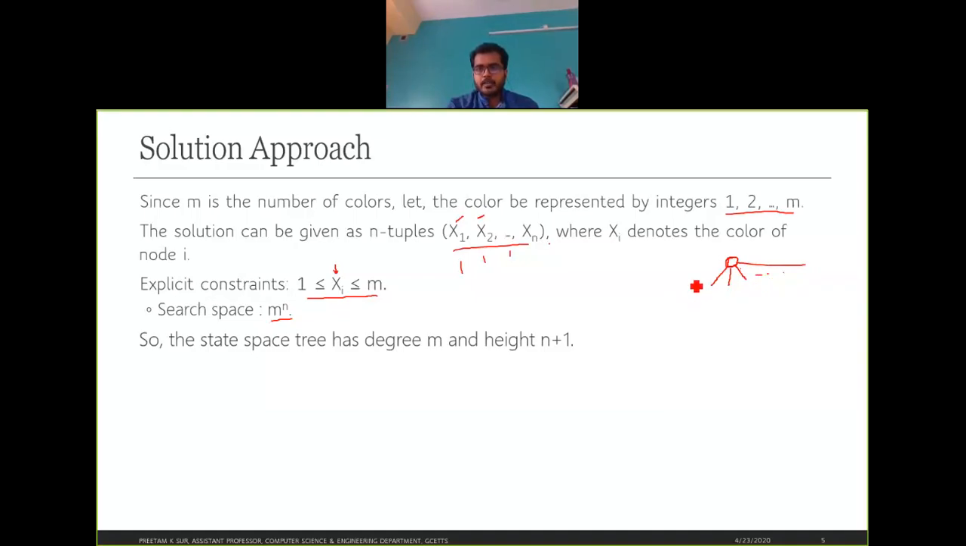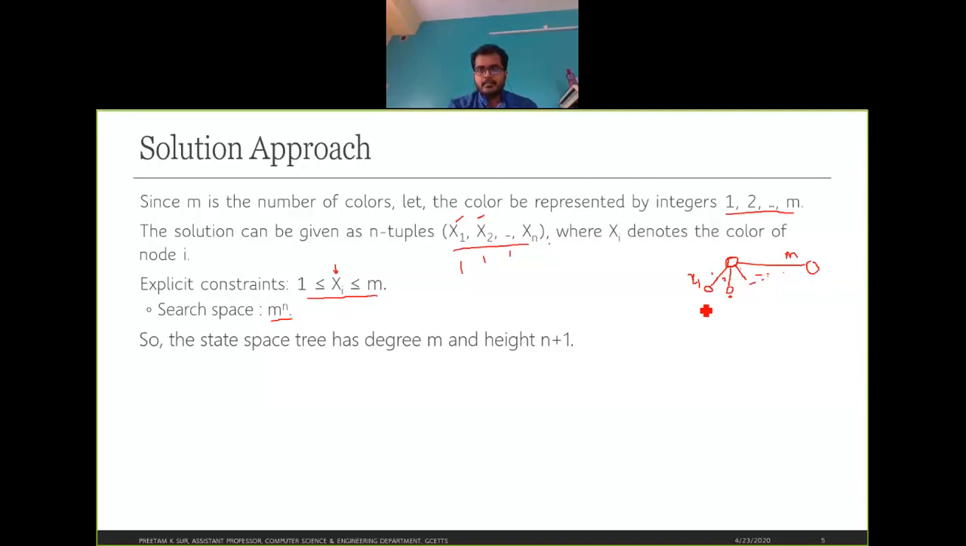So this is your x1. This label represents the color of x1. This is for x1 equals 1, this is for x1 equals 2, and like this up to m it will spread. So this means the first node is colored with color 1, this means the first node is colored with color 2, like that. So the degree of the tree will be m.